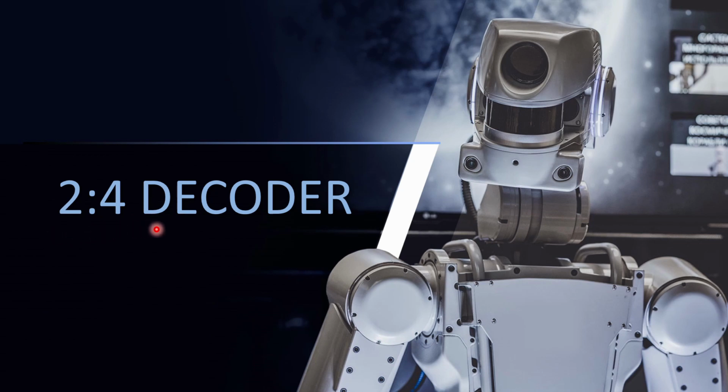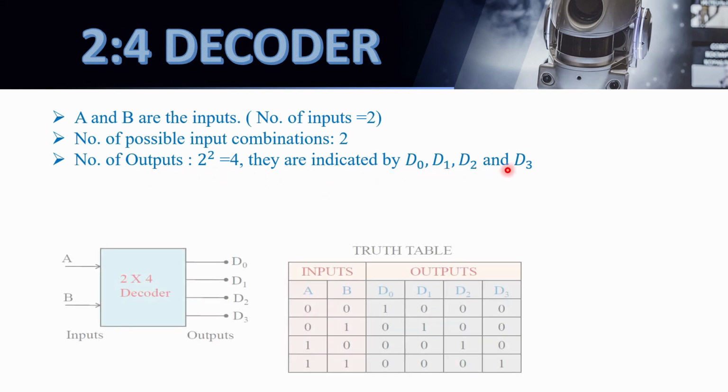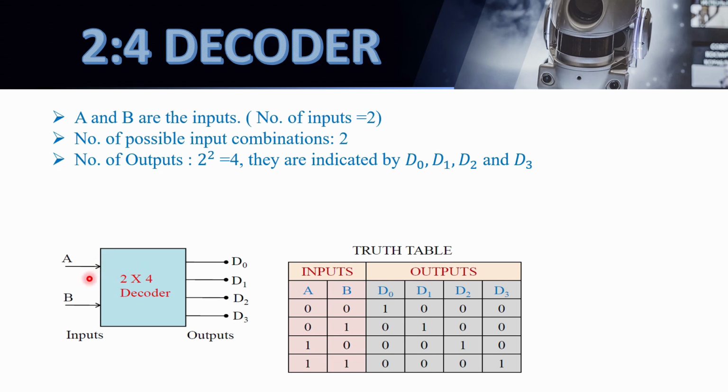Now let's see our 2:4 decoder circuit. As the name suggests, we have two inputs A and B. The number of input combinations is 4, and the outputs are given by the formula 2 power n. So 2 power 2 gives you 4, indicated as D0, D1, D2 and D3. This is the block diagram of the 2:4 decoder circuit. Here we have two inputs named A and B and outputs named D0, D1, D2 and D3.